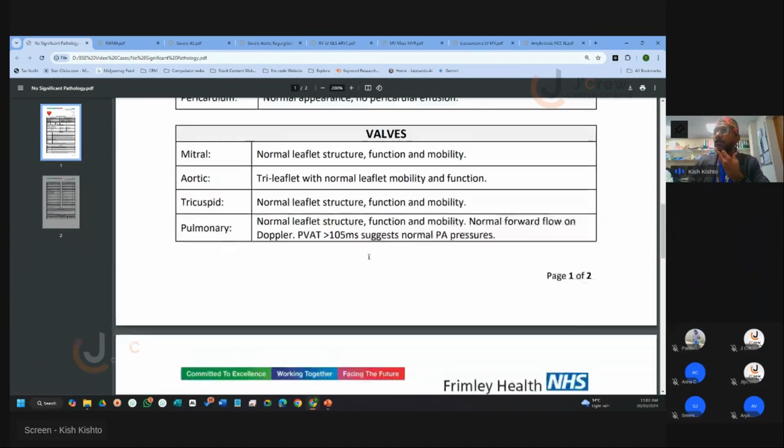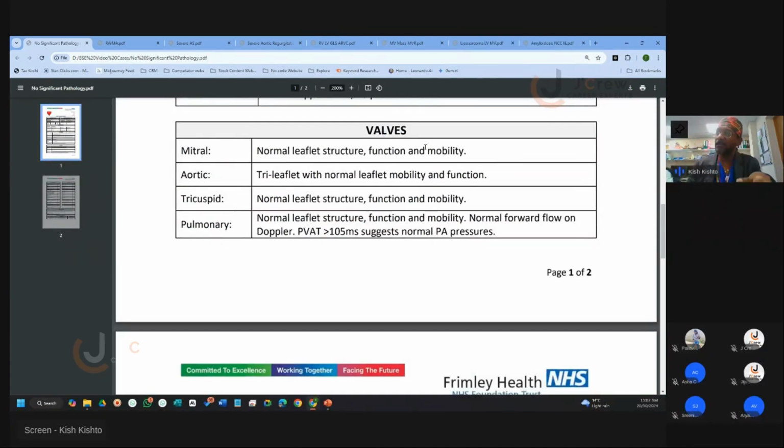Okay, so mitral valve, this is a very basic one. So I would say normal leaflet structure, function, and mobility. This is the way it is, but I tend to describe it a bit more. So I'll say normal mitral valve leaflet, opening well, thin and mobile. Thin and mobile, you're saying there's no calcification, no thickening, it's opening nicely and mobile, closing nicely. So you're talking about the structure, the function, whether opening and closing, and the mobility, whether it's mobile or stiff or restricted.